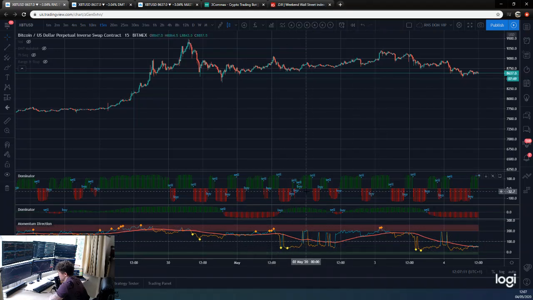Oops, sorry, what's this? Why is it doing that? Reset chart. We don't want to do that. Wait, let me just save this. I don't know why it wants to reset the chart. I haven't seen that come up before.